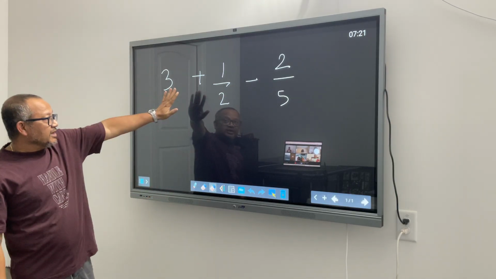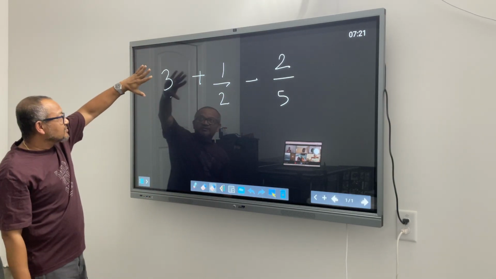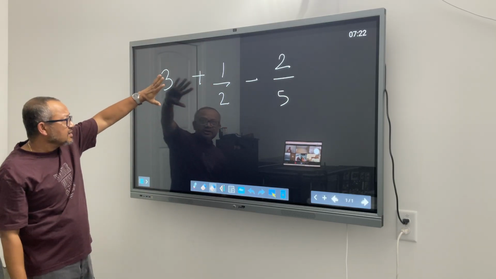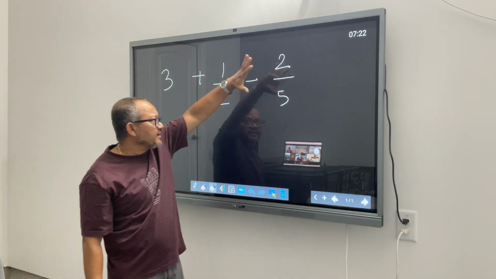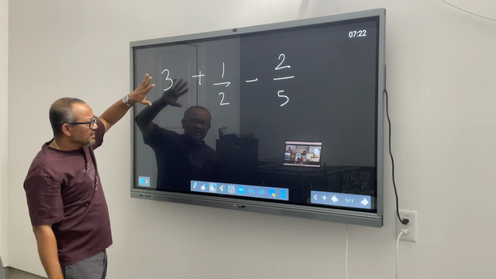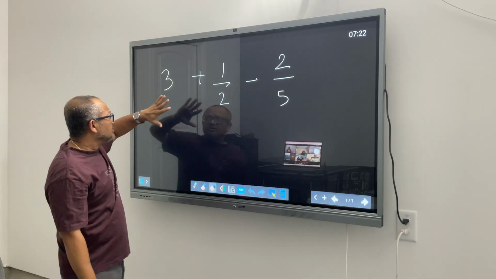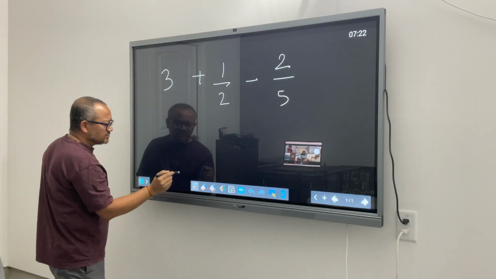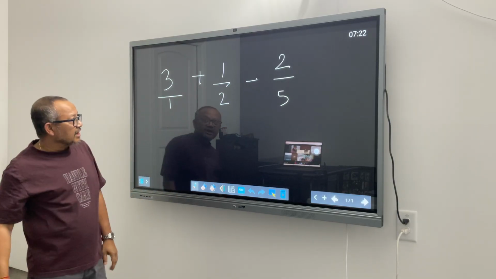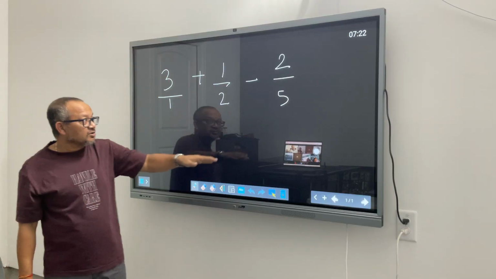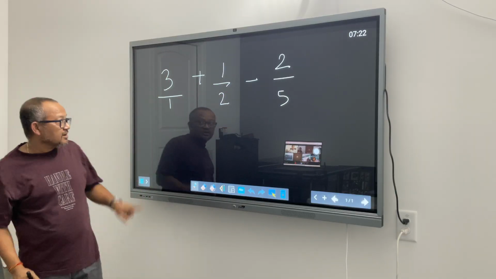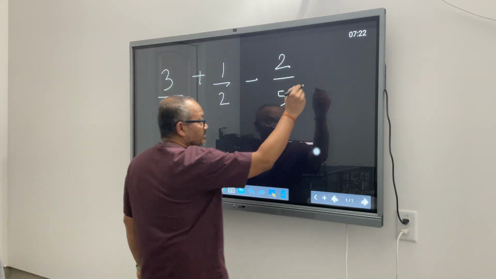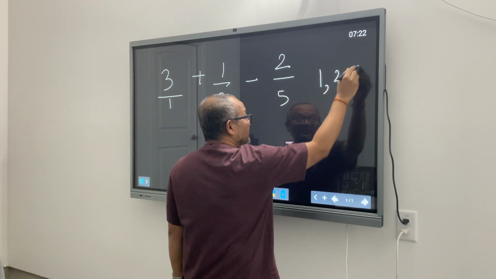Okay, so here, before I try solving this problem, let's observe this. I have a 3 here, I have a fraction here, I have a fraction here. Oh, this is a natural number. Can I convert this also to a fraction? Let's first do that. Now everything is a fraction: 3/1, 1/2, minus 2/5. What we will do? Look at all the denominators and find the LCM: 1, 2, and 5.